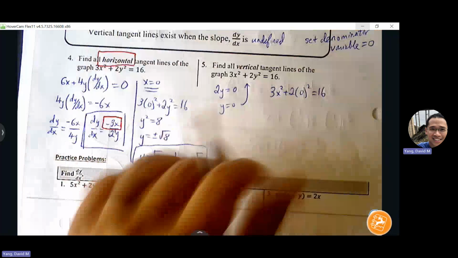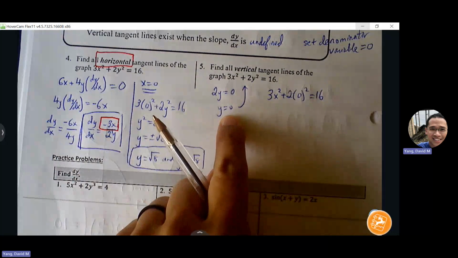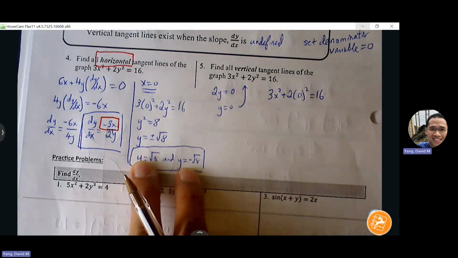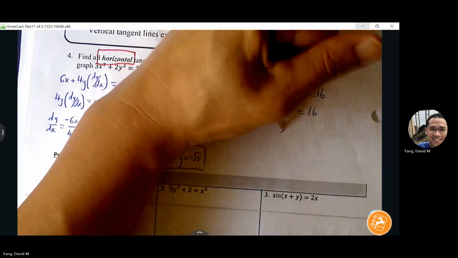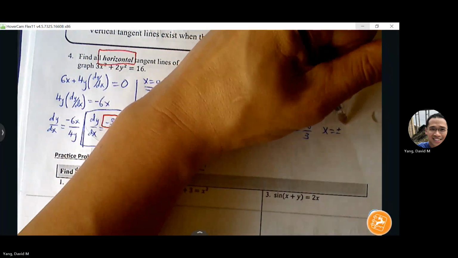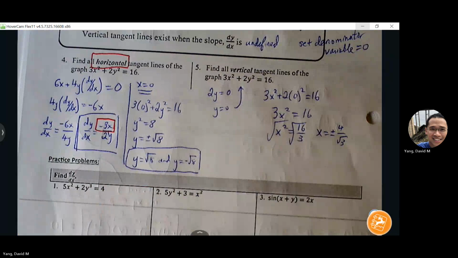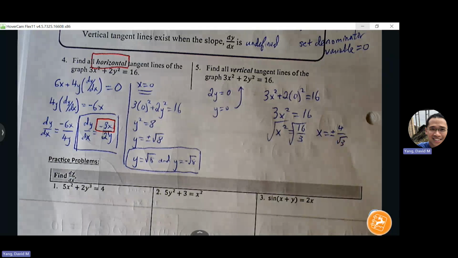So if it's just asking for the line, the y value would be enough, right? Exactly, the y would be enough. But it's vertical tangents though. Vertical tangents are a different equation. They have x equals as their lines. Oh, so y equals would be enough for horizontal tangents. But we've got to solve for x for vertical tangents. So we have two vertical tangents, x equals 4 over √3 and x equals -4 over √3.